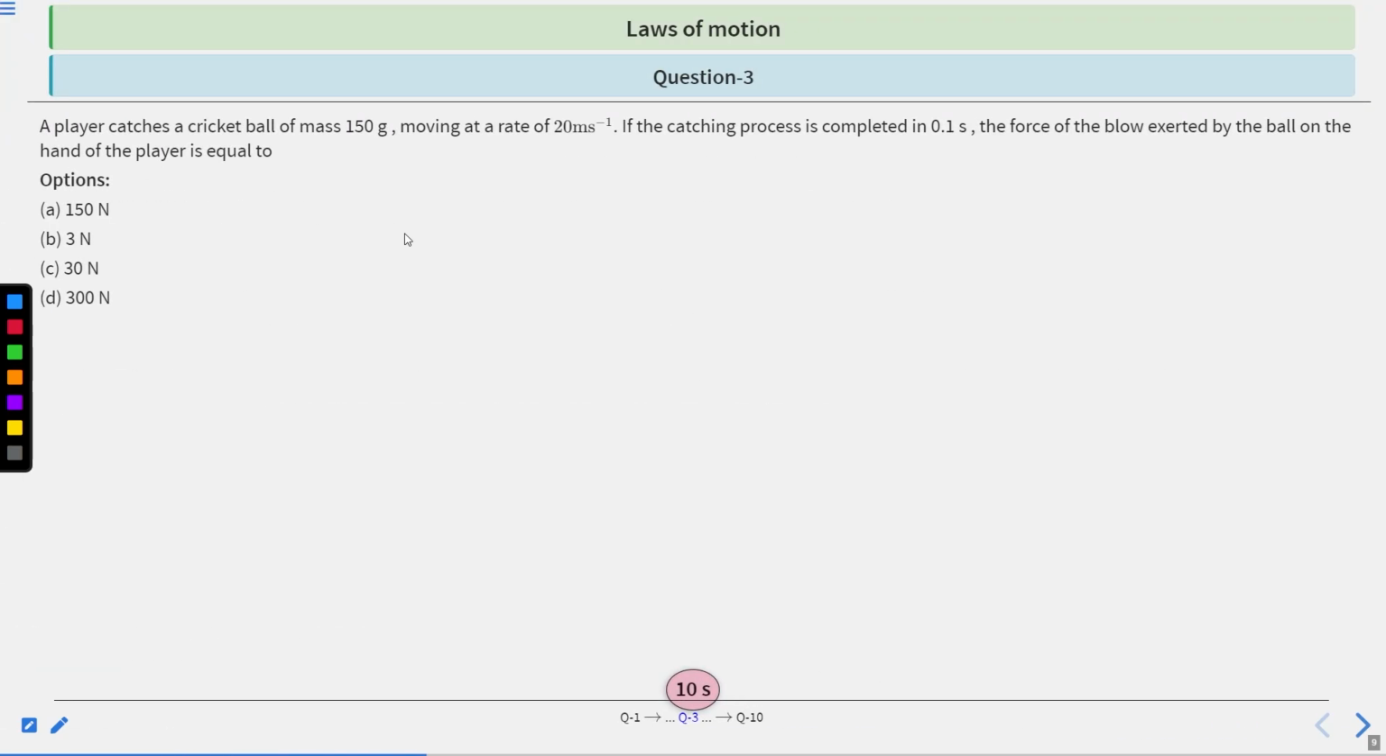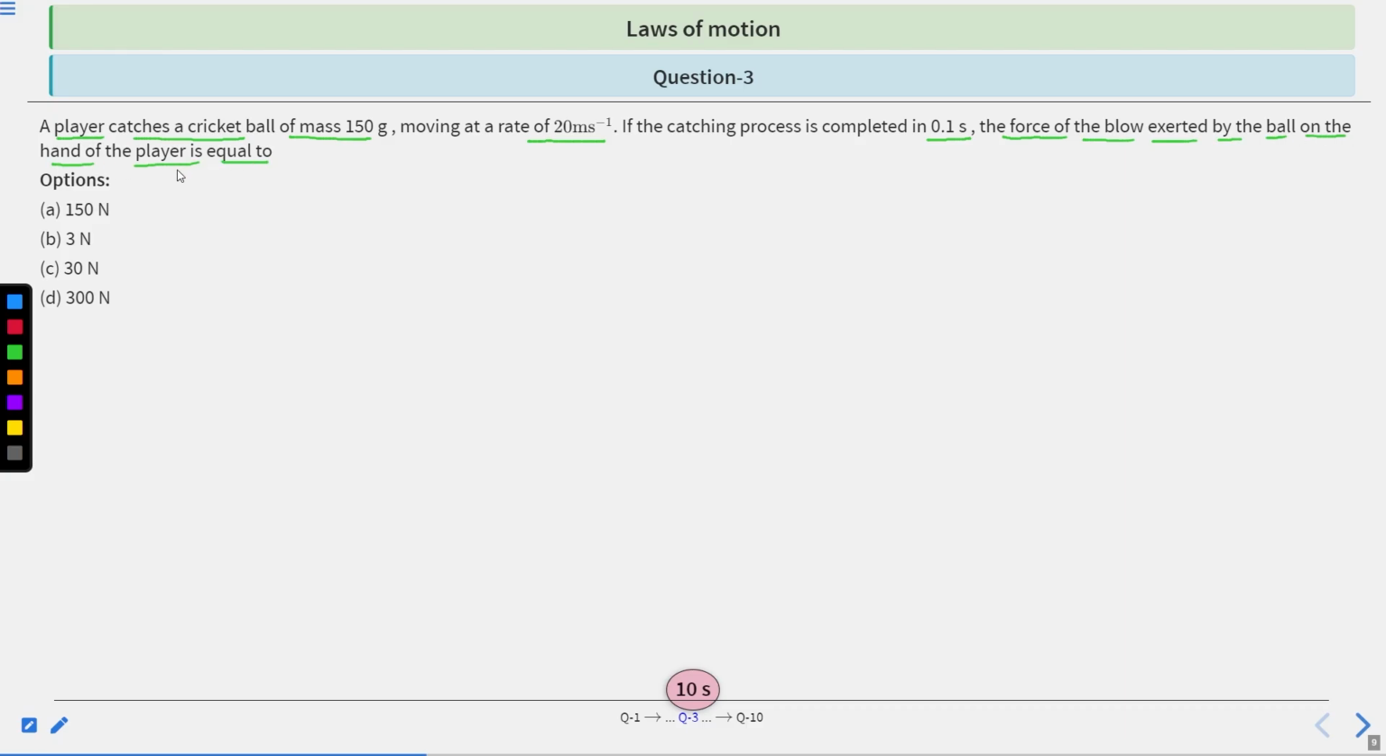Question third. A player catches a cricket ball of mass 150 gram, moving at a rate of 20 meter per second. If the catching process is completed in 0.1 second, the force of the blow exerted by the ball on the hand of the player is equal to what?